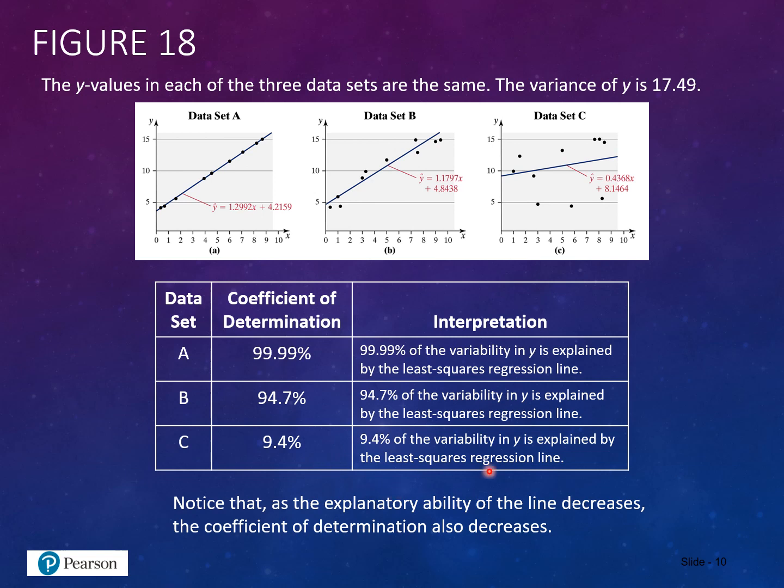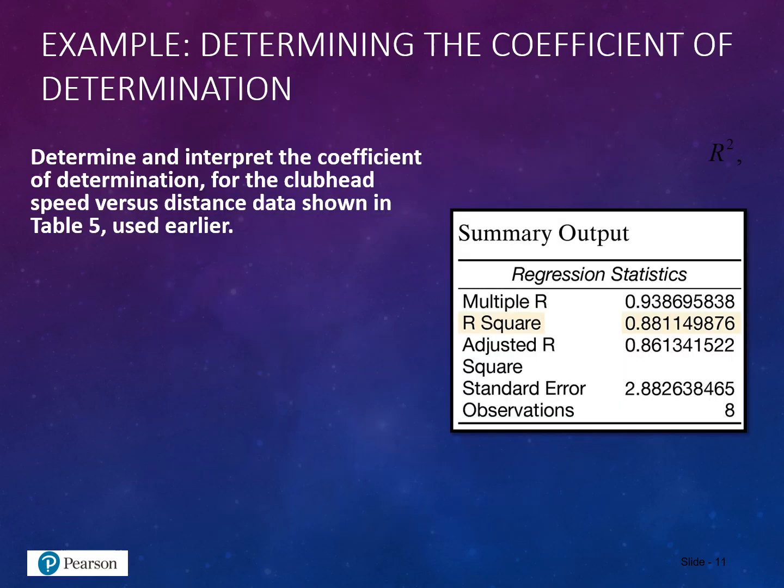Okay. Notice that as the explanatory ability of the line decreases, the coefficient of determination also decreases. Right? So as we move away from what looks like a relatively linear placement of observations, as we see here, then the coefficient of determination is decreased. So let's look at another example.